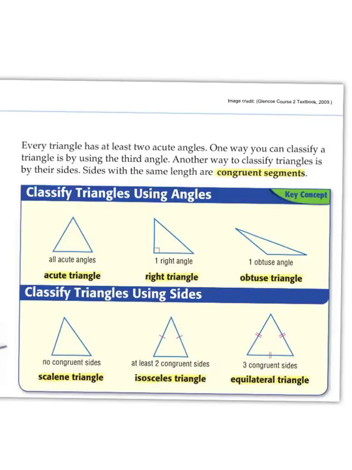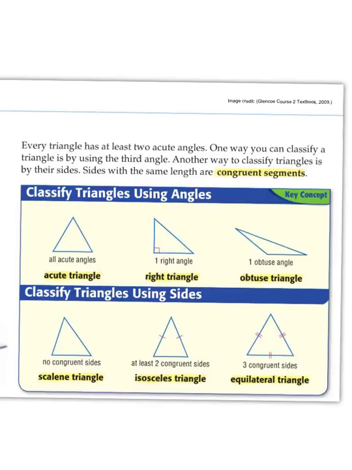So first we have an acute triangle, where all of the angles are acute, or less than 90 degrees. There's a right triangle, where it has one right angle, which is 90 degrees. And then an obtuse triangle is where one of the angles is obtuse, more than 90 degrees.